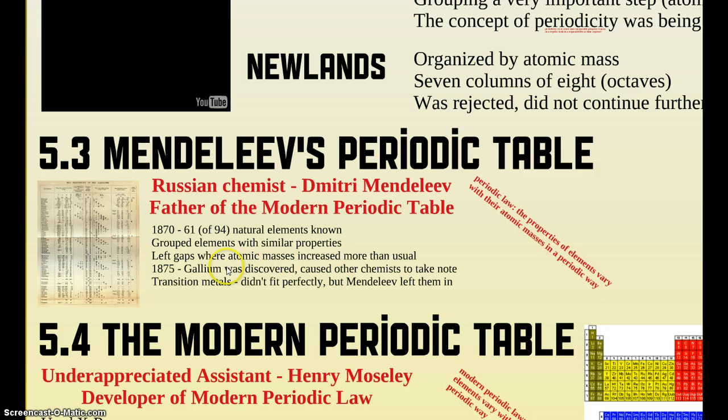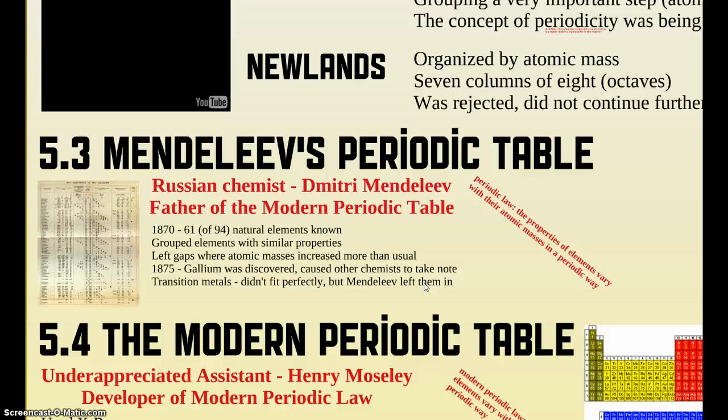He had left a hole where gallium goes, and then gallium was discovered, and people were like, oh, that's interesting that he guessed that would be there, and now it actually exists. And then there was also a group that didn't really seem to fit the transition metals, but he kind of left them in, and that was another insight that he had that later on was explained better with something else. But it was a really, really great start.